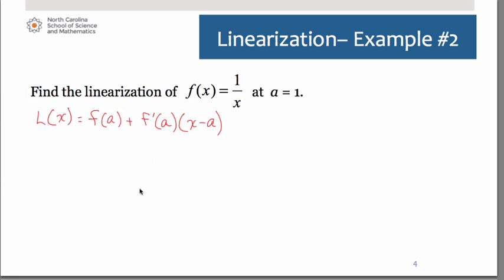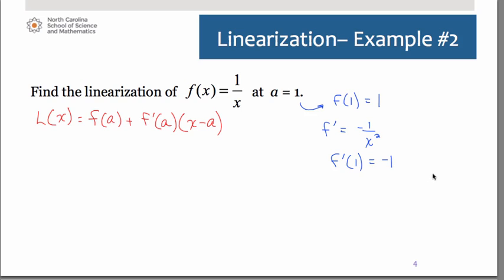Once again, we have our linearization formula. A is 1. Let's go ahead and find f of 1 since we'll be needing that. That simply is 1. We'll need our derivative. If you think of the original function as x to the negative 1, our derivative becomes negative 1 over x squared. And f prime of 1 simply is going to be negative 1.